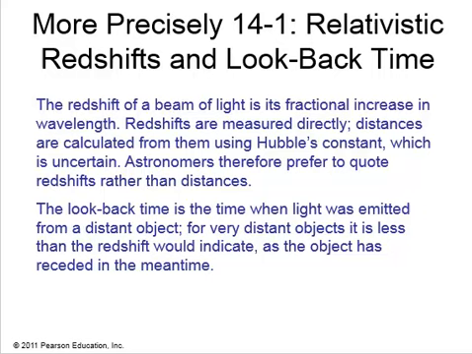Now again, we've been talking about redshifts in beams of light as just fractional increases in wavelength, and this is true, but there is some more significance to the redshifts that we measure of objects than I've been letting on in the course so far. Redshifts are measured directly, and distances can be calculated from them using Hubble's constant. Now you know already that that is an uncertain constant, that there have been some difficulties with it.